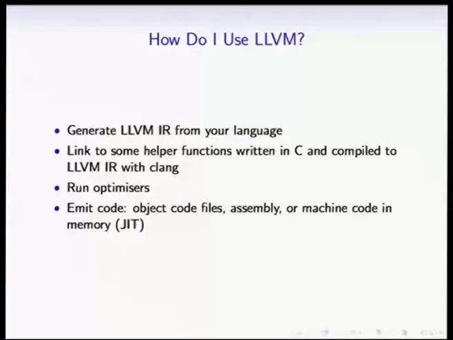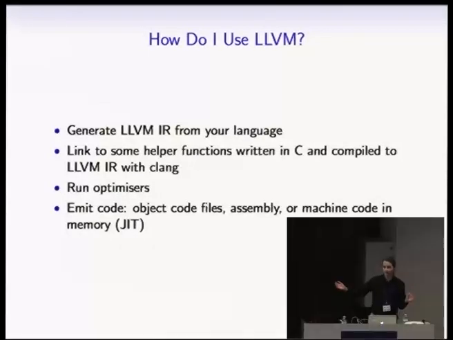So the basic way you use LLVM is you will create LLVM's intermediate representation, and then you will pass it off to LLVM and you will say, do stuff with this. And typically what you'll do is you'll have some support functions. So if you have a bytecode interpreter, you'll typically have a switch statement. And for each bytecode, you'll call out to a C function that handles that.